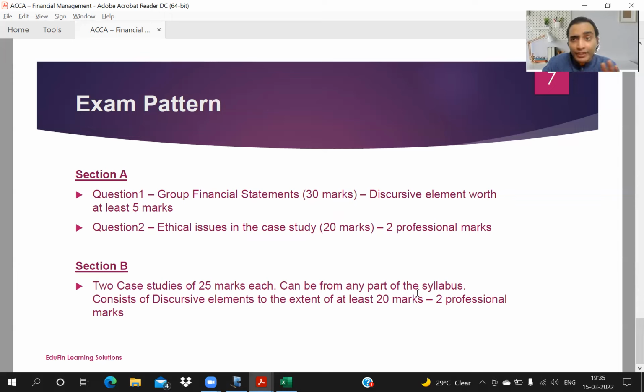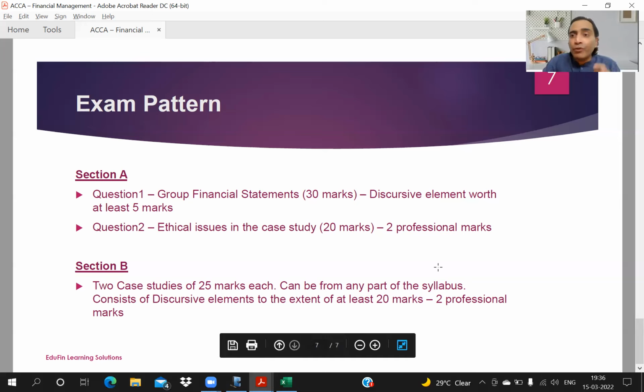And I believe at least 20 to 25 marks out of these 50 marks are discursive elements where you have to discuss, explain, give your opinion. Then sometimes you also have to criticize, do critical evaluation, depending on the verb that the particular requirement carries. And again, you have 2 professional marks in section B. So collectively, you have 4 professional marks in your paper, which is going to change very soon, by the way. So maybe in the September exams, your professional marks would be 20 marks. But let's not talk about it right now. So right now, you have only 4 marks dedicated towards the professional marks.